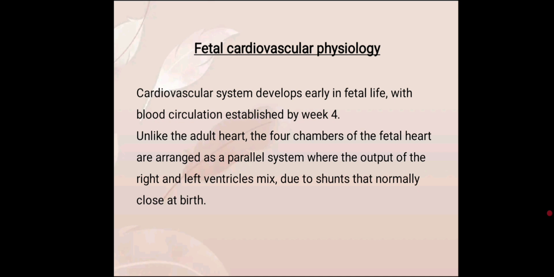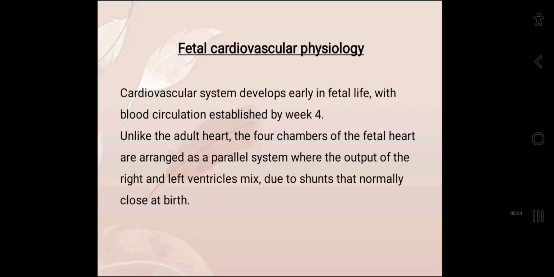First, we start with the cardiovascular system. The cardiovascular system develops early in fetal life, during the 4th week. The fetal heart differs from the adult heart in that the four chambers of the fetal heart are arranged in a parallel system, via which the output of the right and left ventricles mix due to shunts that normally close at birth. The circulatory system acts as either a parallel or series system. In the fetus, it's a parallel system, and in the adult, it's series.